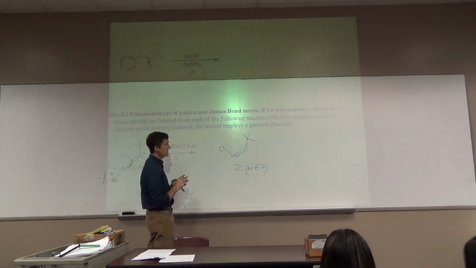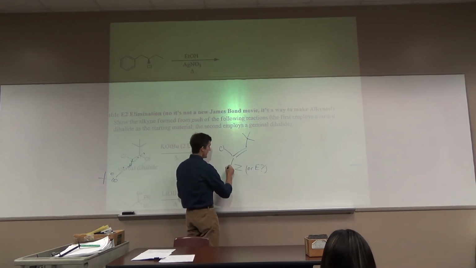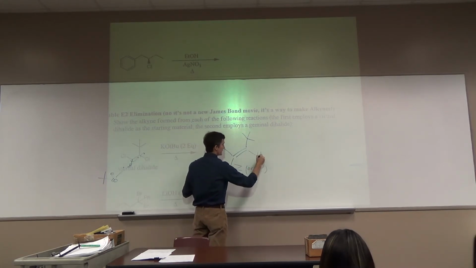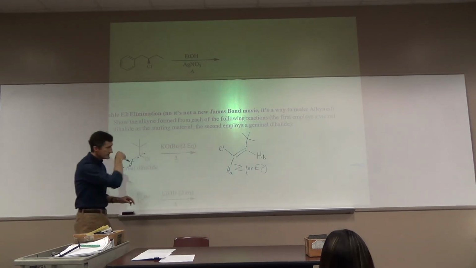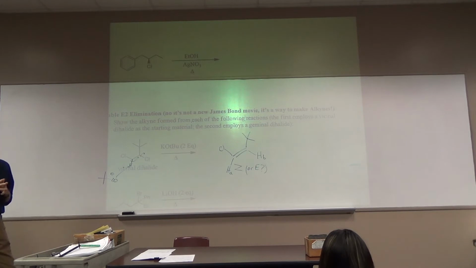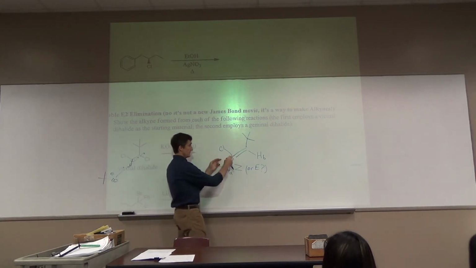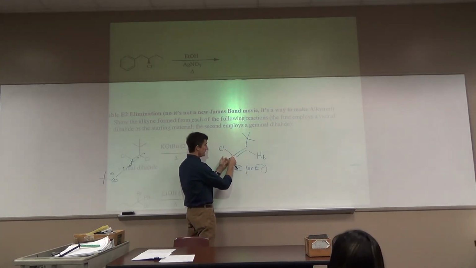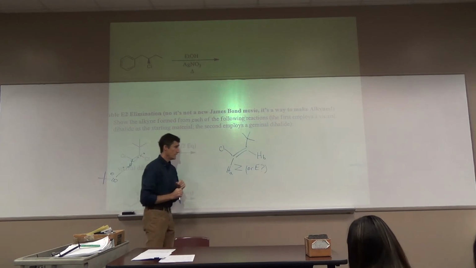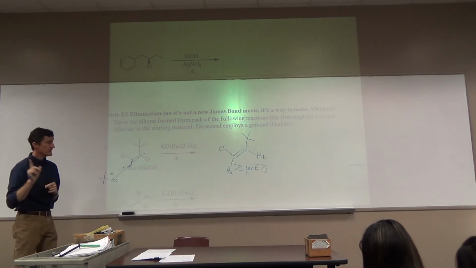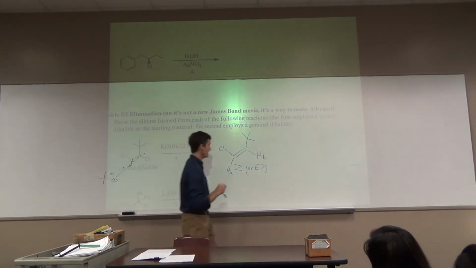Now, can we do another elimination? Let's draw in the H's. There's one H there and there's one H here. Call this one A and B. Which one is beta to the leaving group? No, HB. This is the alpha carbon. Okay. Somebody please shout it out when you want to say something.